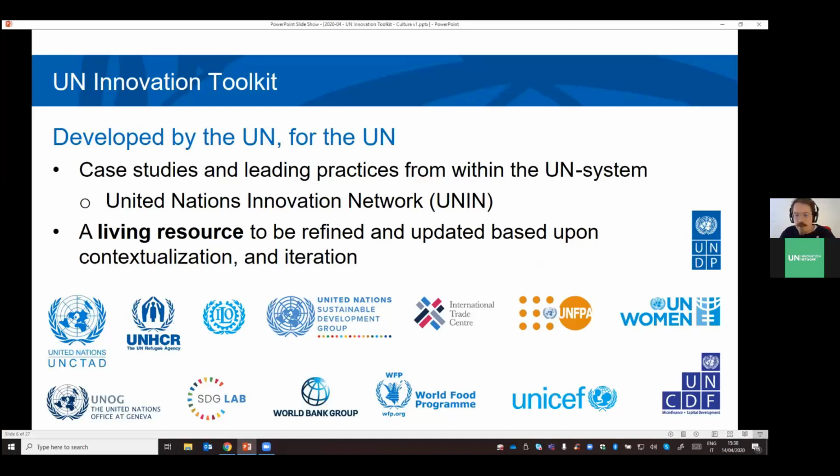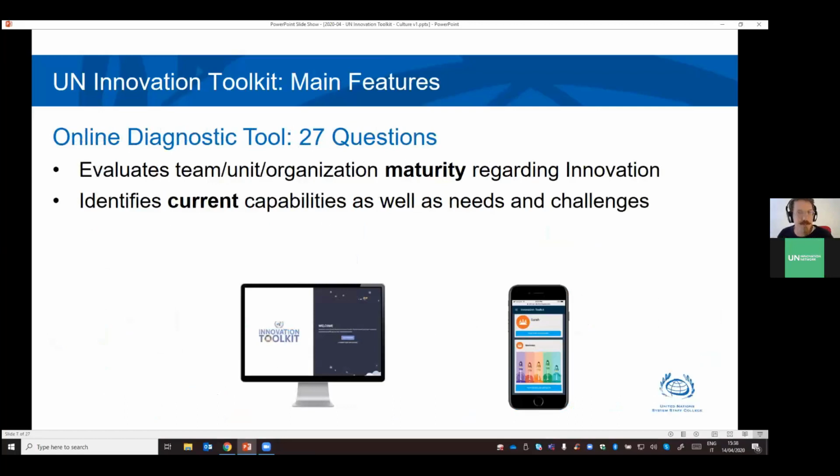Of course, a lot of the discussion around how to incorporate these tools into our daily use in the United Nations involves contextualization, and really working out how do we scope to what is doable within our team, our unit, and our organization. And so that leads me to a discussion around the online diagnostic tool, which is the first element of engagement with the toolkit.